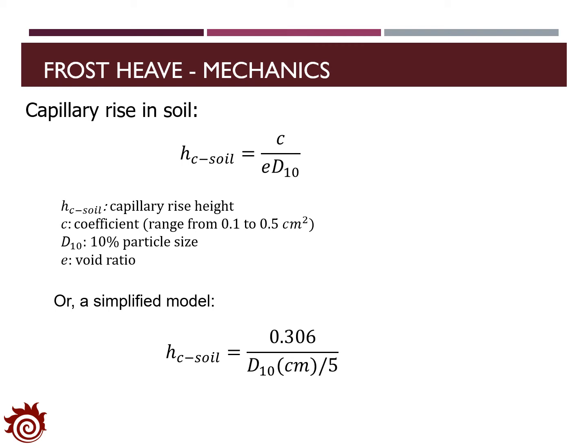Here, letter C is the coefficient, usually varying from 0.1 to 0.5 centimeter squared. D10 is the 10% particle size from the grain size distribution. Letter e is the void ratio, based on the property of the soil. We can also simplify the equation for the height of the capillary rise. It would be 0.306 over D10 to the power of 5.